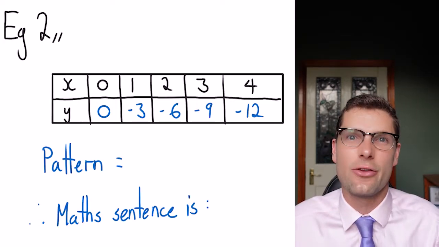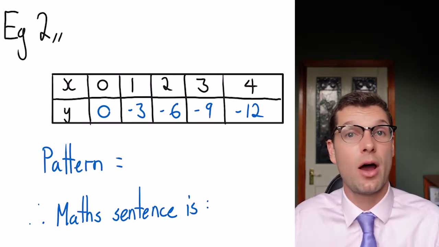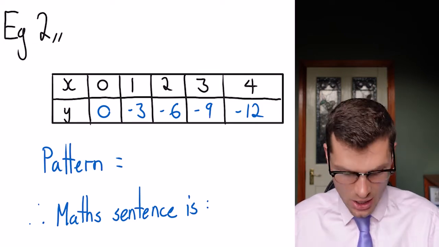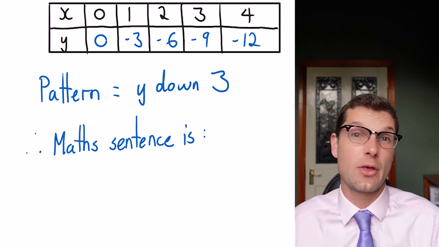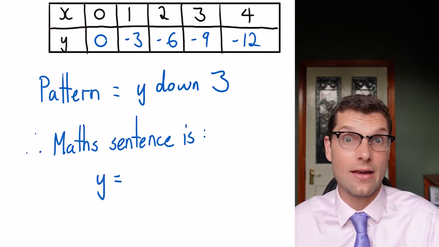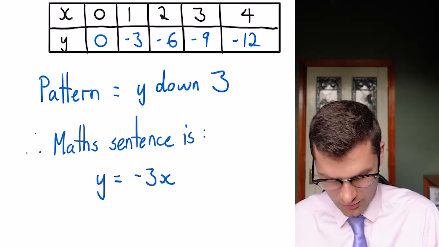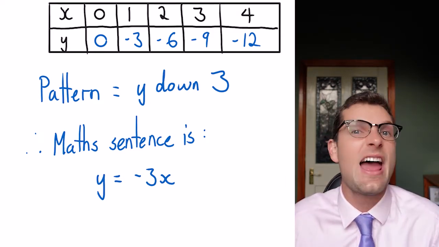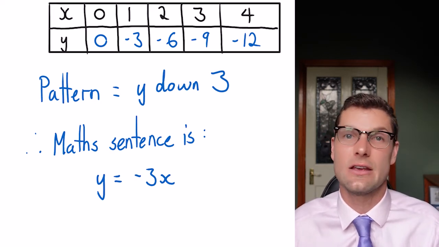So we're going to have a look at another example here. In this one, the pattern is that as x goes up by 1 each time, y is going down by 3. So the pattern is y down 3, which means that the math sentence that we have is that y is equal to the pattern, or minus 3, multiplied by x, which we can just write as negative 3x, and this answer is fully done. Again, you can substitute in the x value every single time to see if you got it correct.